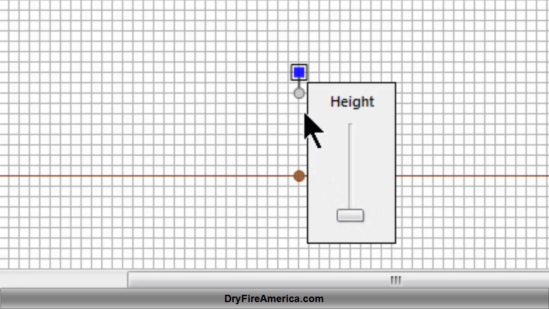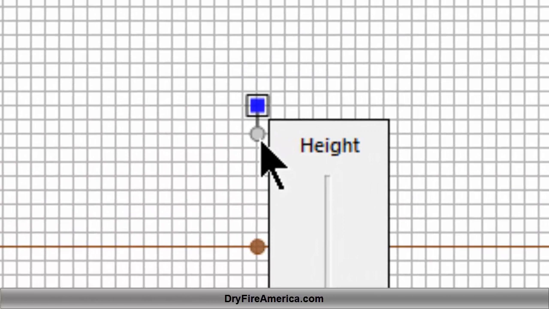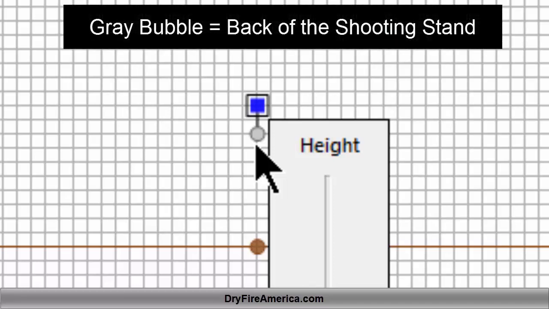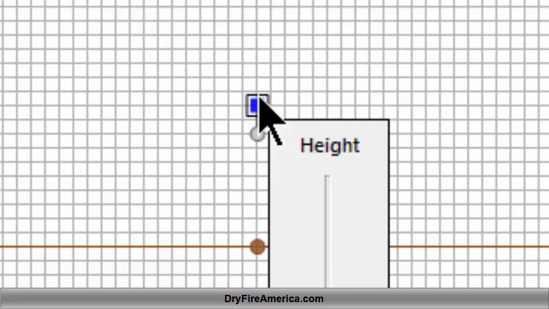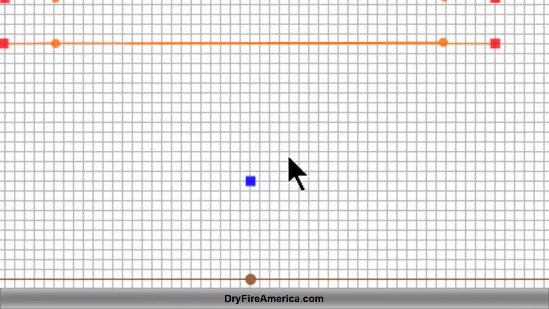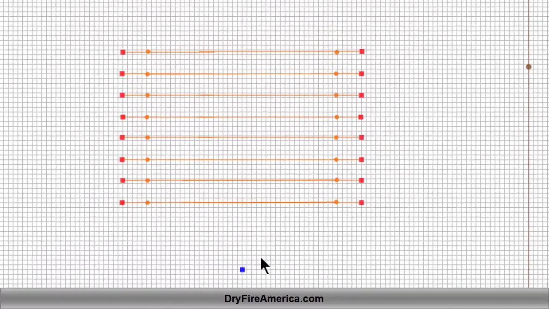The other thing I want you to look at is there is a little gray circle here attached by a line that is only visible when I have clicked on this, and this gives me an indication as to where the opening in the stand is. The gray bubble always represents the back of the shooting stand, and therefore the front of this square would be where the shooter would be shooting out in that direction. All right, that's enough about the stand, and we will be adding one in just a little bit.